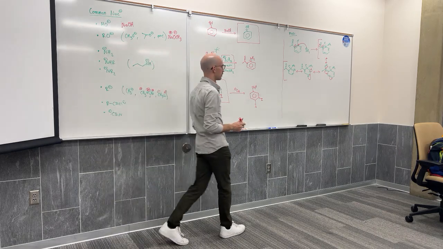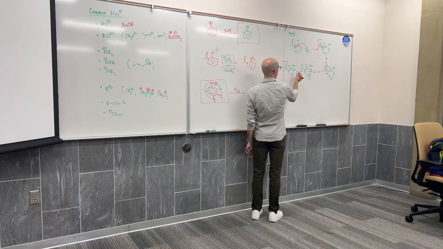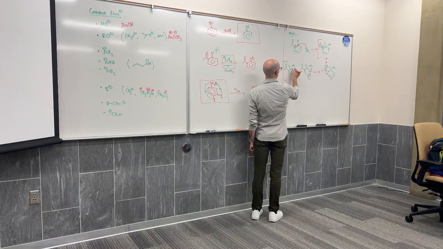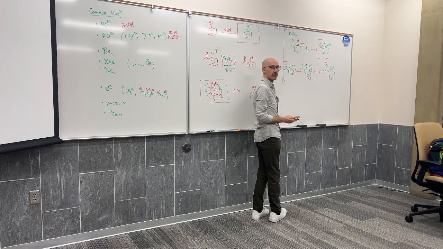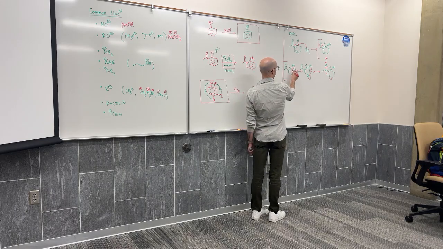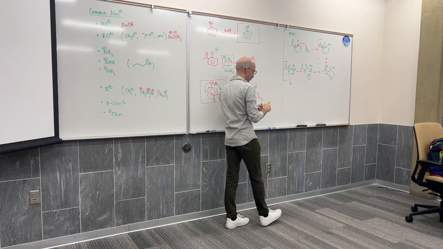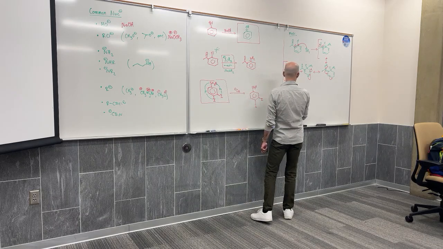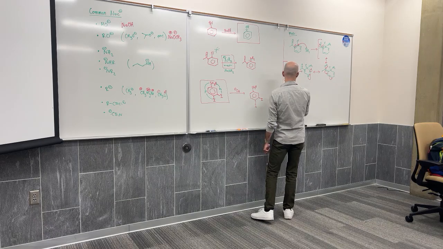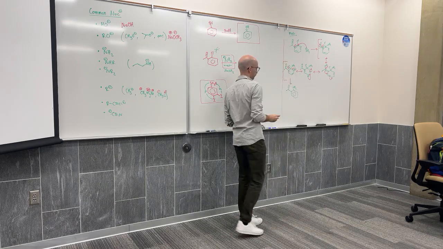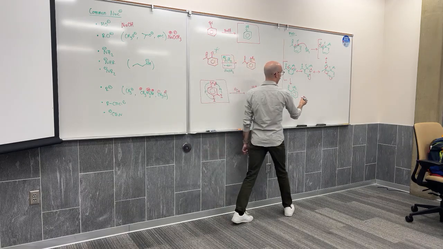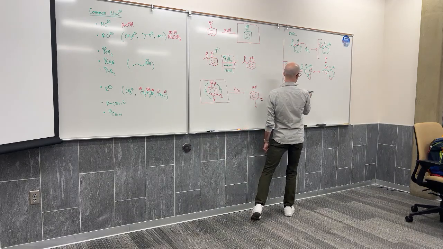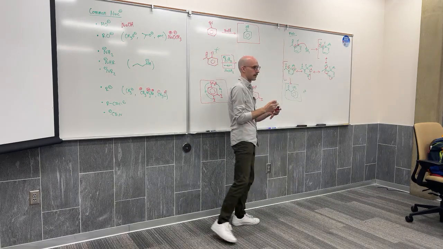Negative charge, lone pair, does elimination. Reforms the pi bond, reforms the aromatic ring, kicks out the leaving group. In this case, my leaving group is my halogen. So now I have a byproduct of chloride.